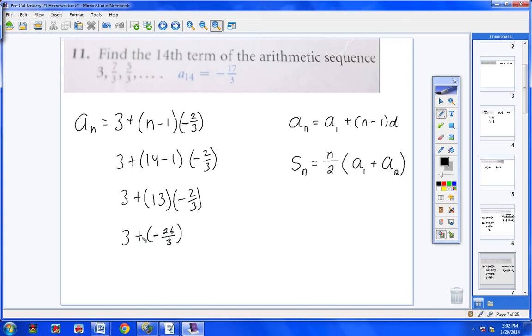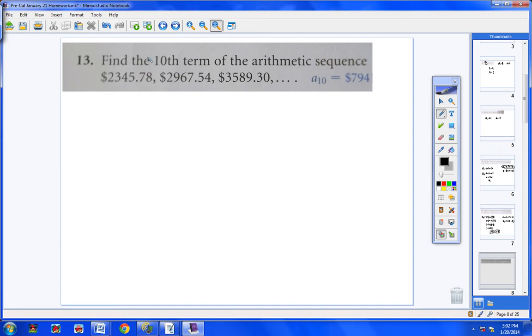9 minus 26 is negative 17/3. So you will get negative 17/3, which is the correct answer. And if some of you got negative 5 2/3, that's also acceptable. That's the exact same answer. All right, let's take a look now at number 13.